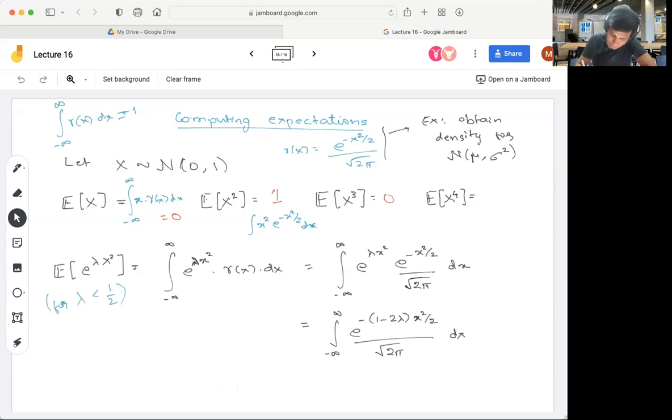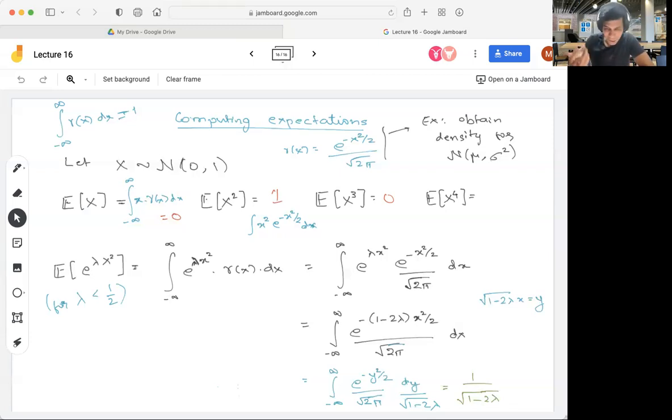So let's think of square root of 1 minus 2 lambda times x as y. And once we do this change of variable, we get that this is equal to the following, because the rest of the part is just again the integral of the Gaussian density function, now written in terms of y, and we know that integral is 1. We just proved it earlier.